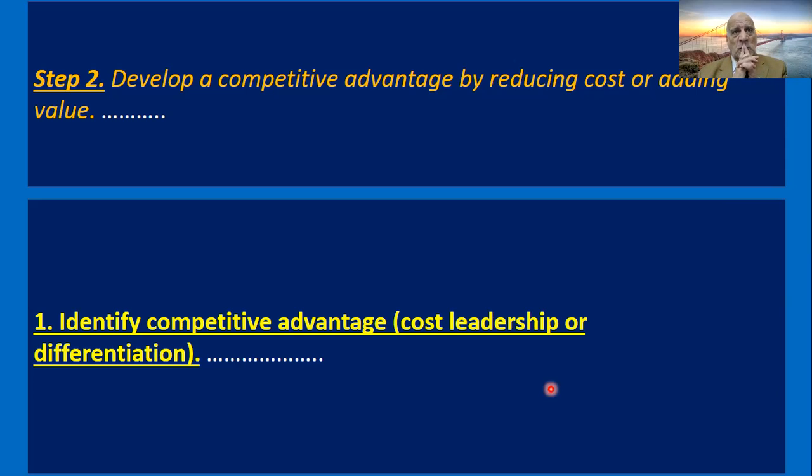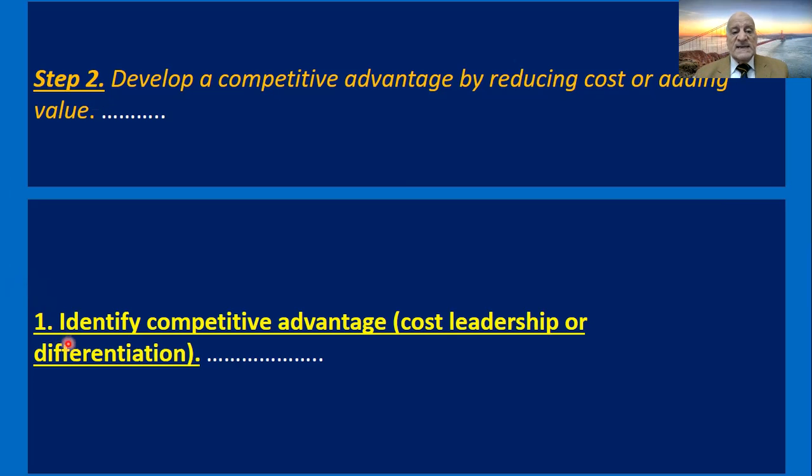As for step number 2, which is to develop a competitive advantage by reducing costs or adding value. In this step, number two, the firm determines the nature of its current and potential competitive advantage by studying the value activities and the cost drivers identified earlier. In doing so, the firm must consider the following.